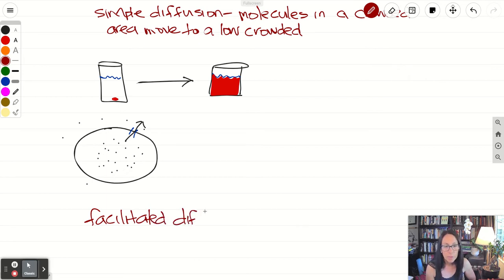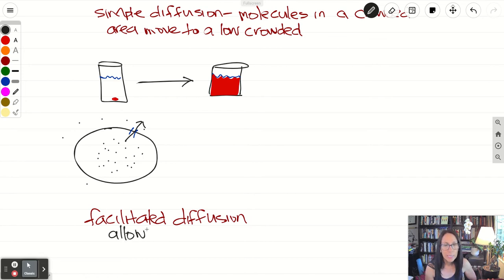And this one also involves a channel, but this is a channel that opens and closes. Okay, this channel I drew up here with the salt is just always open. So salt can move in and out of the cell, however. Facilitated diffusion is the same concept as this salt one, except the channel has a lid and only opens sometimes.